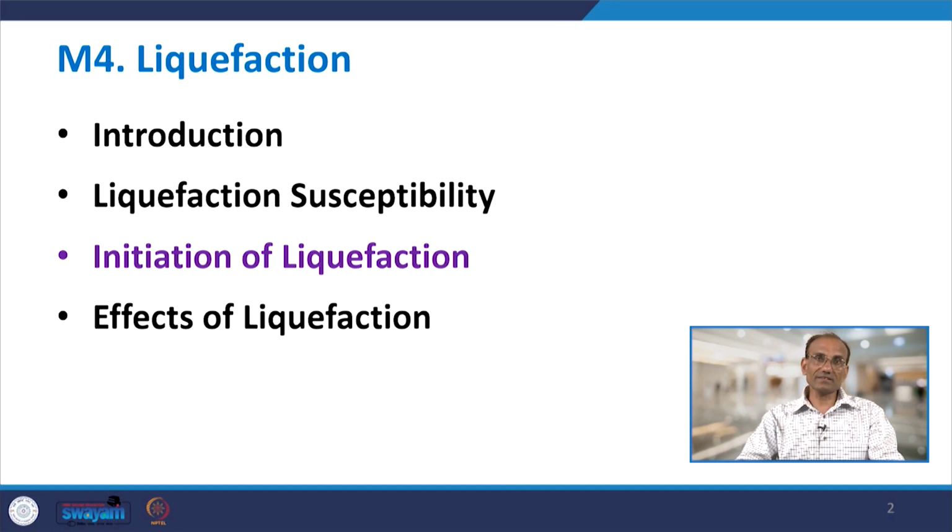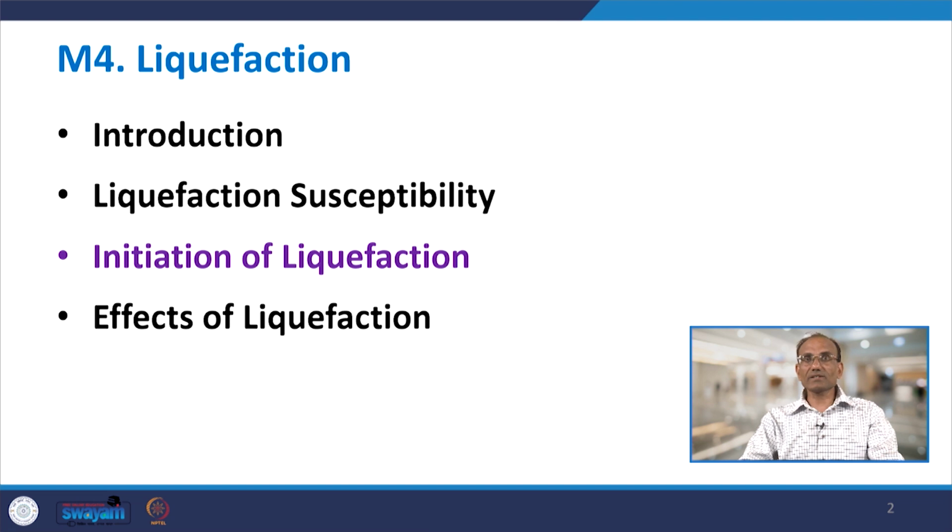We are in the 4th module, and this is the 34th lecture. In this module, as we discussed, we have 4 chapters: the introduction, with one lecture, which is already over. The second chapter was on liquefaction susceptibility, which was also covered in 2 lectures.